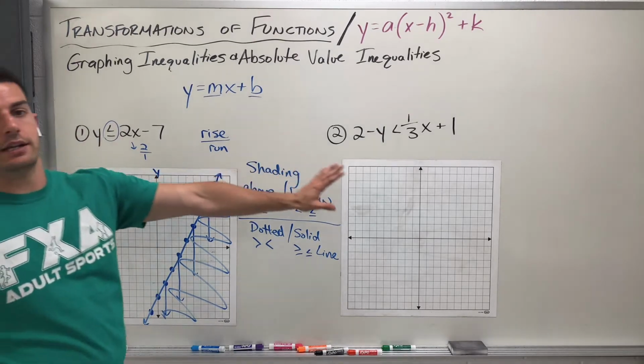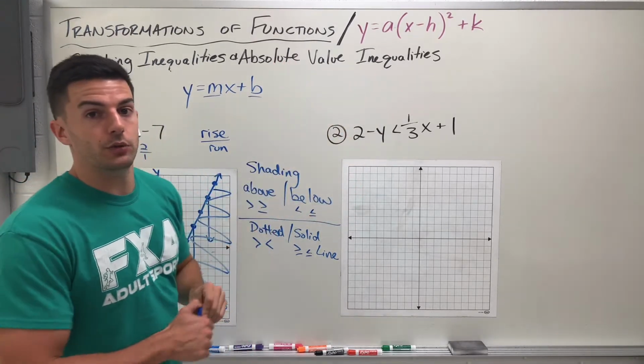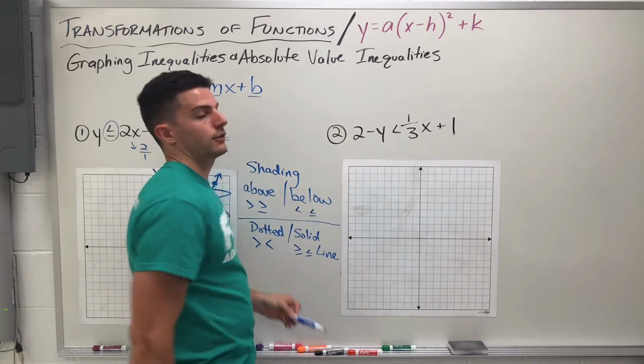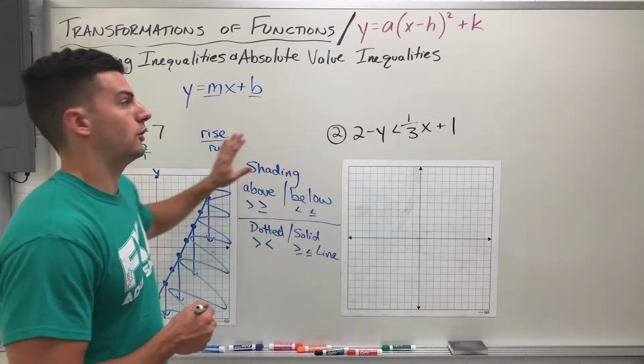Okay, we'll do one more line, and then we'll get into the new stuff, absolute value inequalities, okay? You might be looking at this like, whoa, what the heck? That's not in slope-intercept form.